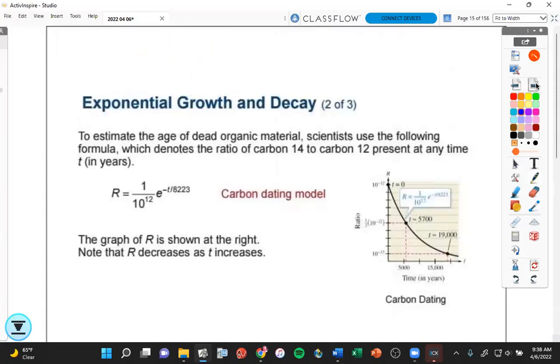Here is what the graph of this might look like. To estimate the age of dead organic material, scientists use the following formula, which denotes the ratio of carbon-14 to carbon-12 present at any time in years. They did some calculations to figure out what this value was up here. This value is negative 1 over 8,223. We'll do that in a little bit. So here's the given formula. The graph is shown at the right. Note that R decreases. So as we increase in time, the amount of the radioactive substance is decreasing.